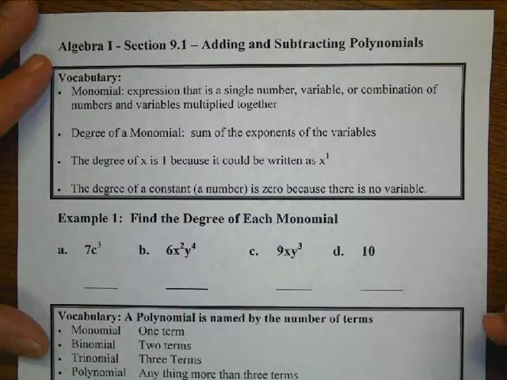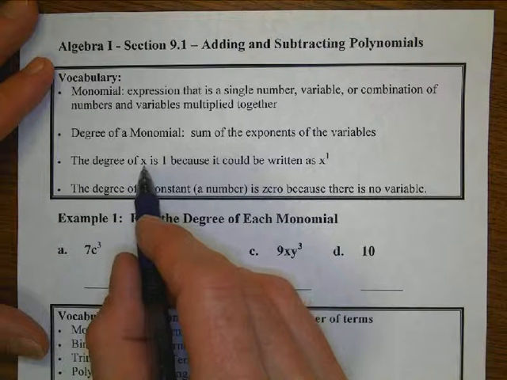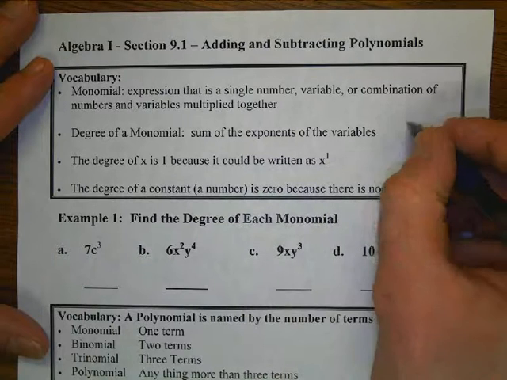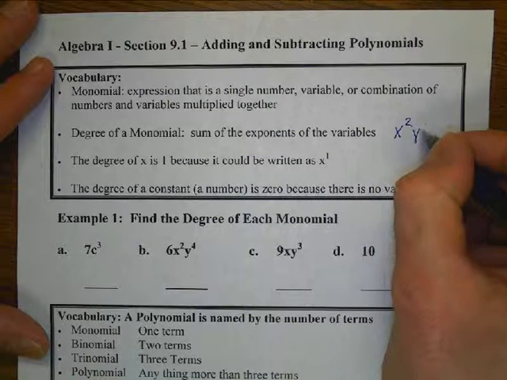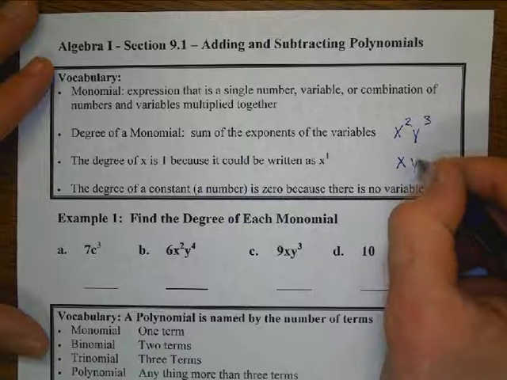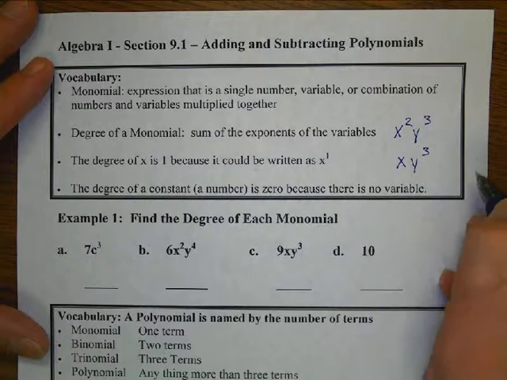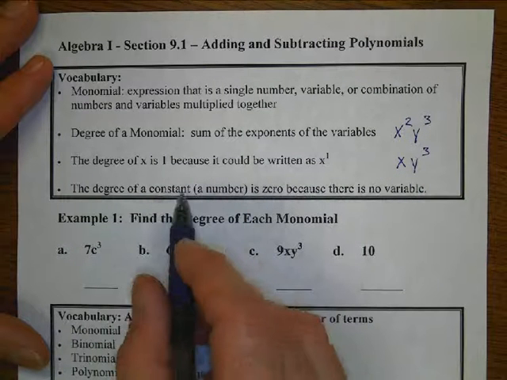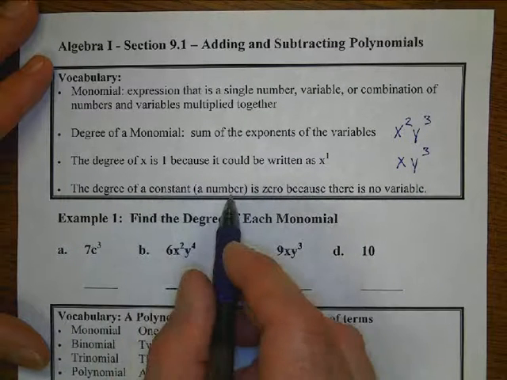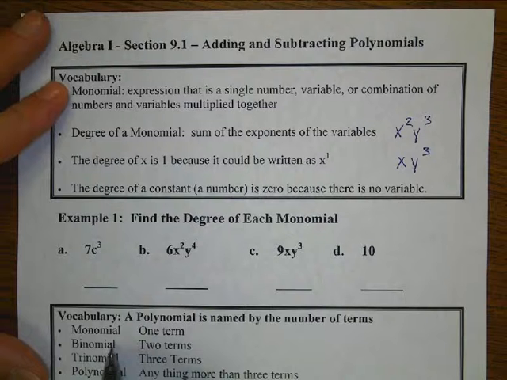One thing to note here is if a variable is all by itself with no exponent, remember the exponent is 1. For example, the degree of this, x squared y cubed, 2 plus 3, the degree is 5. But this, xy cubed, it's 1 plus 3, invisible 1, that degree is 4. The degree of any constant, remember a constant is just a number by itself without a variable, is 0 because there's no variable. So let's look at these first 4 examples quickly.